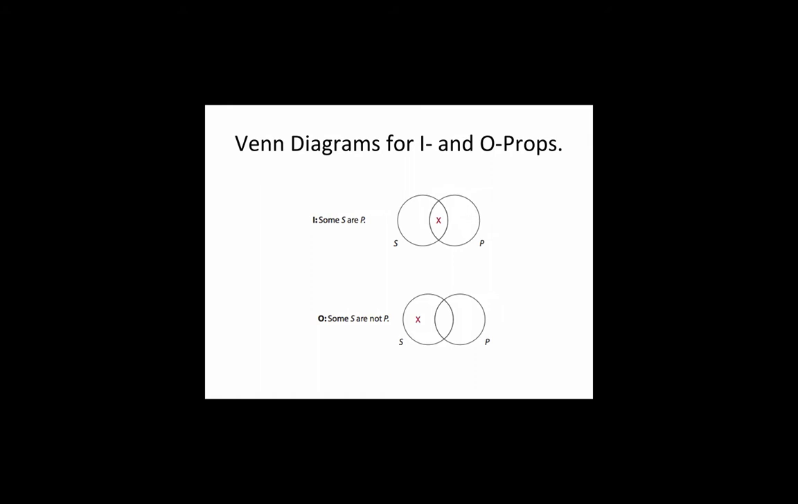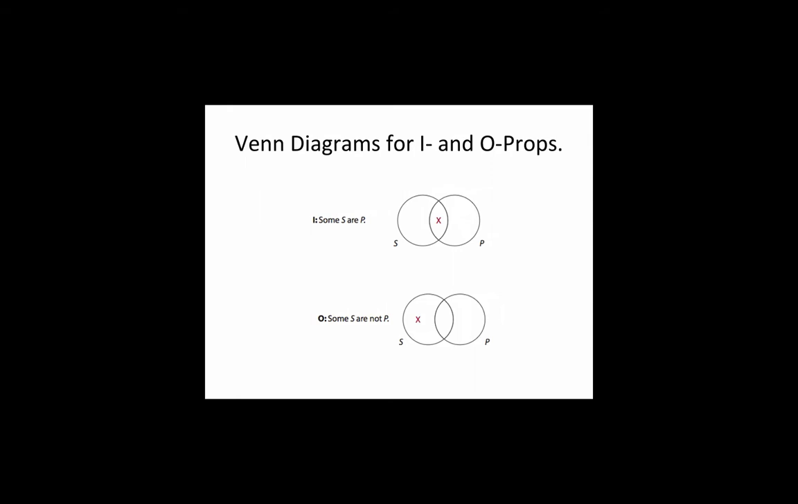Now, the Venn diagrams for I and O propositions are the same in both the modern and traditional interpretations because the modern and traditional interpretations are of the universal propositions alone. The interpretations do not impact at all the particular or existential claims, some S are P, some S are not P. Your I proposition has an X in the area of overlap, which denotes that there is an S and it's also a P. That's why it's in the area of overlap.